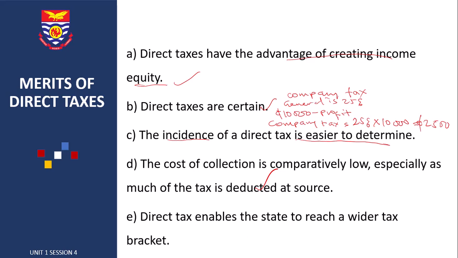With the employee income, I know most of us may be employed or have been employed one way or the other. The salary you get is not the gross amount, it's usually the net amount. So it means that the tax has already been computed and deducted from the gross amount, and then you are remitted the net. Okay. And another merit is direct taxes enable the state to reach a wider tax bracket. So here it enables the state to reach those nationals who derive their income from the home country but live for a large part of the year in another country.